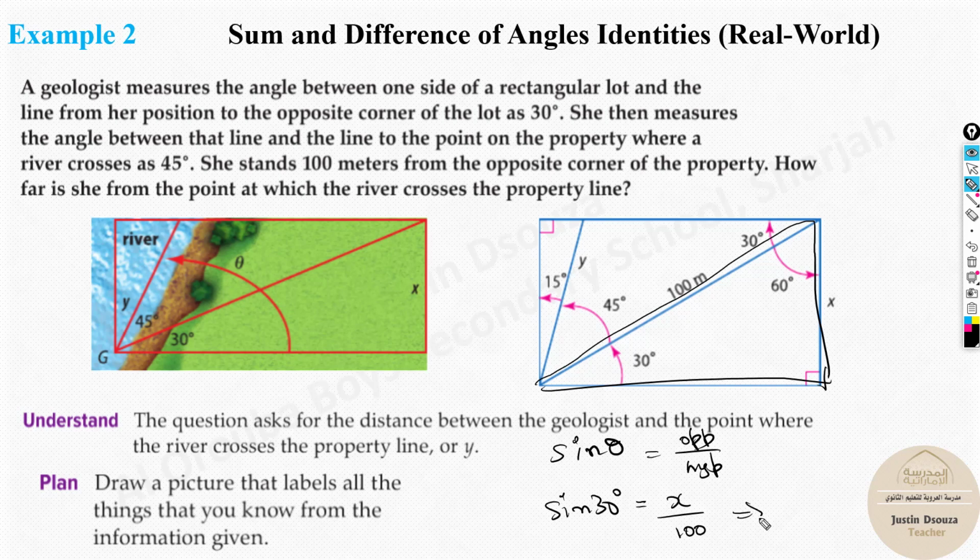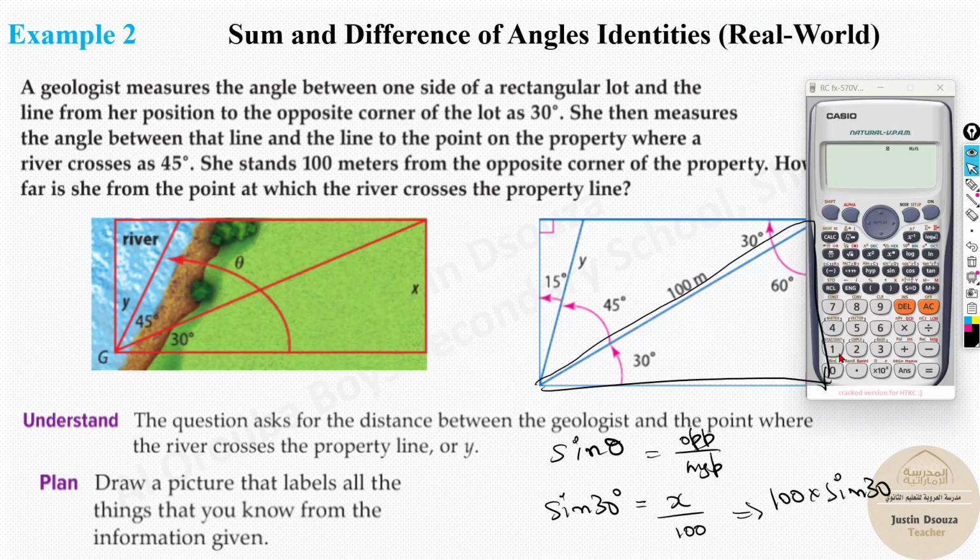Take this to the other side, that would mean 100 into sine 30. You can put this in the calculator, you will get the answer. Let's just do it in the calculator now. It's 100 times sine 30 degrees, it's 50. So x value over here, this length, is 50.